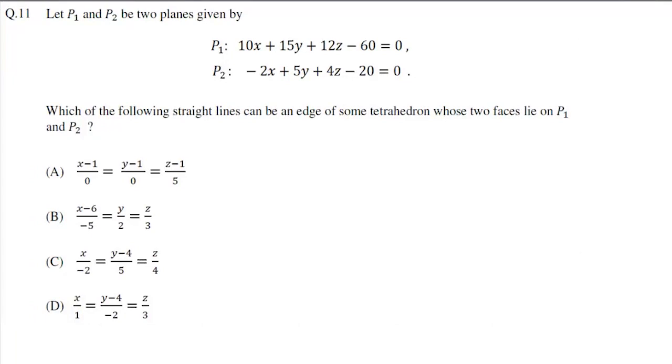Now in this question we are given two planes P1 and P2. Now it says which of the following straight lines can be an edge of some tetrahedron whose two faces lie on P1 and P2. Now if we look at this tetrahedron, we already have two faces of this tetrahedron.